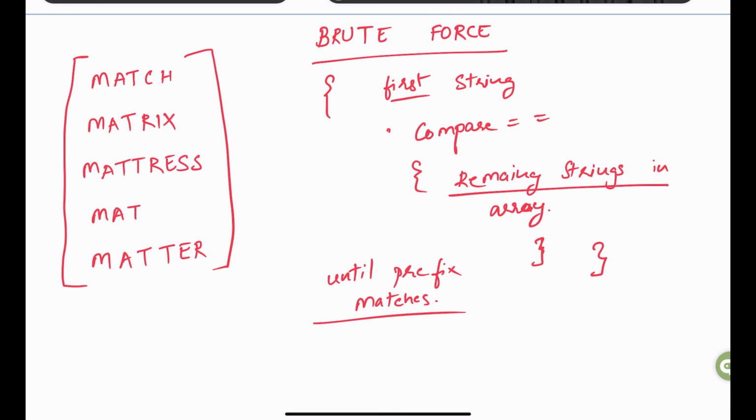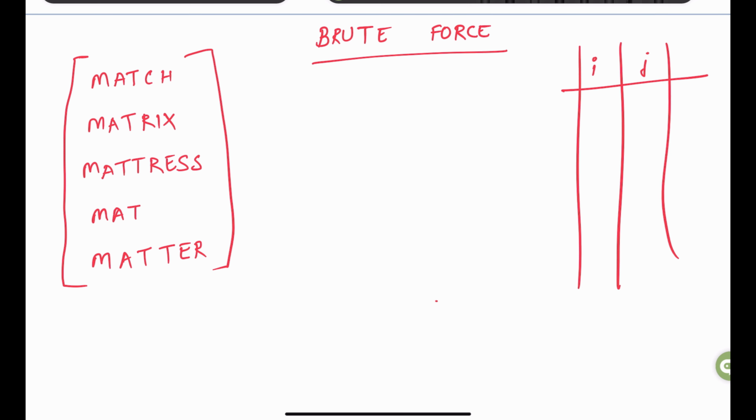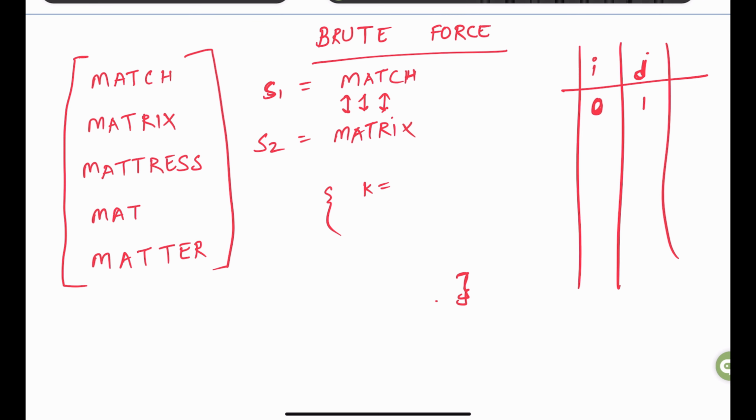Let's do a couple of simulations to understand this approach a bit better. Let's call our pointers i and j, where i will always be pointing at the first string in the array and j will be pointing at the remaining strings as we iterate further. So s1 will be match, and with j pointing at the first index, the s2 will be matrix. We'll use the third pointer k to point at the characters in s1 and s2. We'll compare the corresponding values and check if the values are equal. If they are equal, it means it has a common prefix, so we'll save it in a different variable.